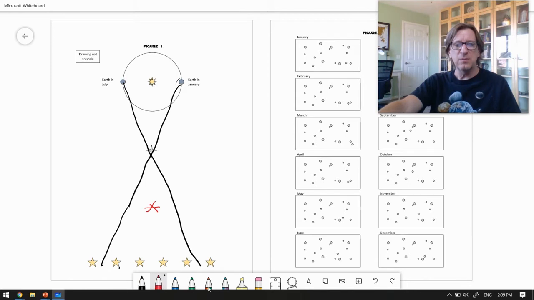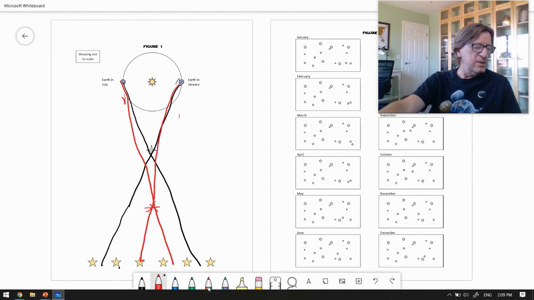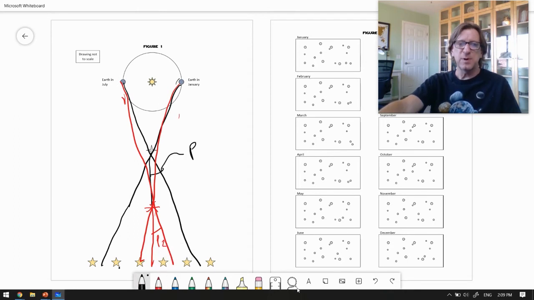Now we're going to do it in red. Now I've got an angle that looks like this. Can you see that? This is my, and it's on the same line, so this is my parallax angle P2. How do the angles compare? If this angle is parallax angle 1, you can see that that's a bigger angle than P2. And that's what we're looking for there.